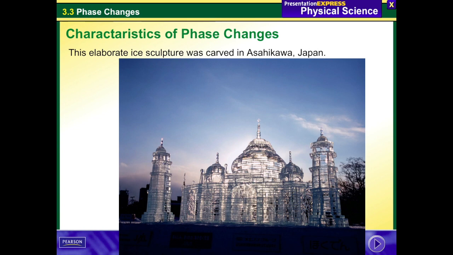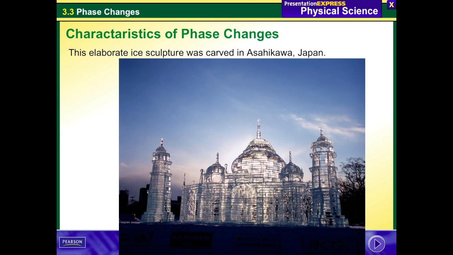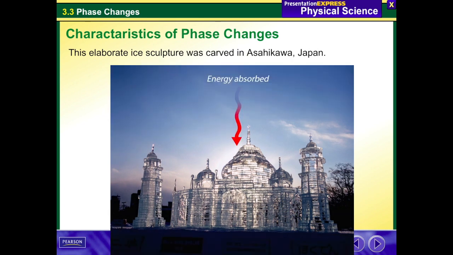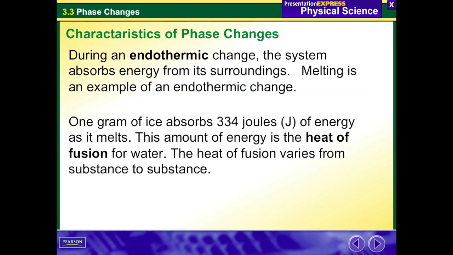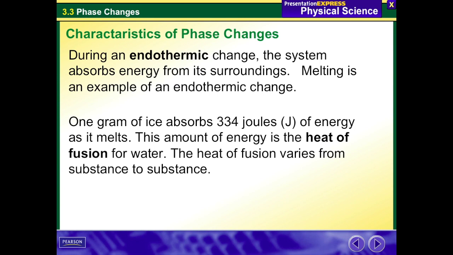Here's an ice sculpture in Japan, very cool, and it's in a nice sunny spot. Looks like the sun's out, so perhaps it's over 0 Celsius, 32 Fahrenheit. And if that is the case, the ice is going to absorb the energy, and that's going to start the process of melting. During an endothermic change, the system absorbs energy from its surroundings. That is like ice melting. That is like water boiling.